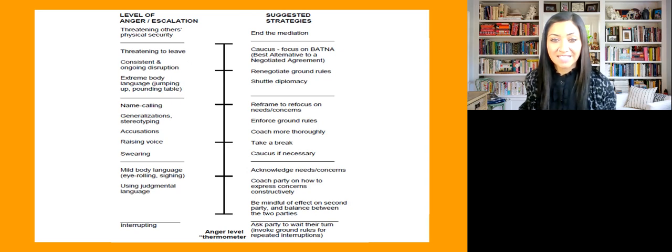I have included this anger level thermometer as a helpful aid. The left side lists behaviors that can escalate anger, and the right side suggests corresponding strategies for dealing with the escalating behavior. For example, if a party keeps interrupting, ask that party to wait their turn to talk and remind them of the ground rules.